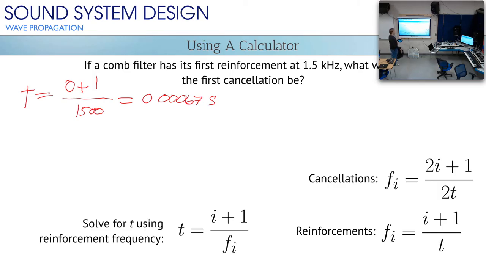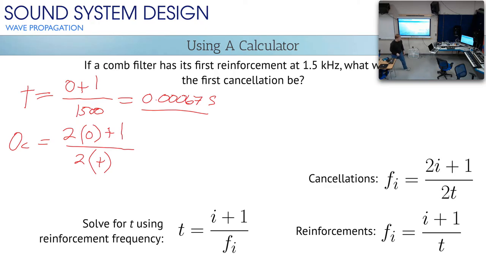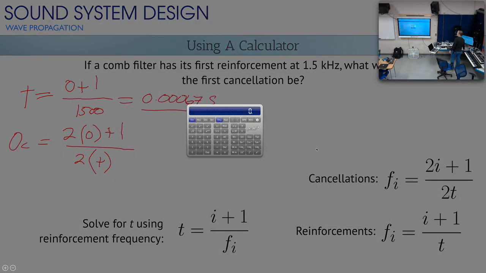So now we can find out the cancellation. So the cancellation, this would be f0, is going to equal 2 times 0 plus 1 divided by 2 times that, right? 2 times 0.00067. So let me show you how I would do that with the calculator. The first thing I would do is say 2 times my t value, which is 0.00067, right? And I get 0.00134, okay?